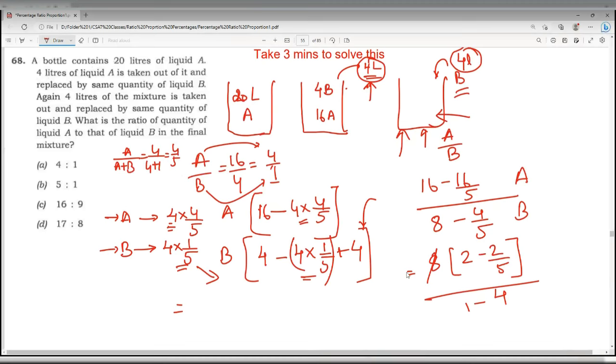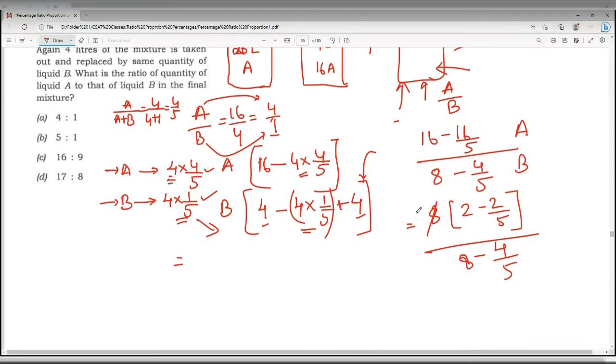This is 16 minus 4 by 4 into 5. That's what has gone here. And 4 by 5 is the solution here, and the B which is going out is 4 into 1 by 5, and then again 4 was added here. In the final solution, the quantity of liquid A is 16 minus 4 by 5. This is 16 by 5, and then this is 8 minus 4 plus 4 is 8, and then 8 minus 4 by 5.